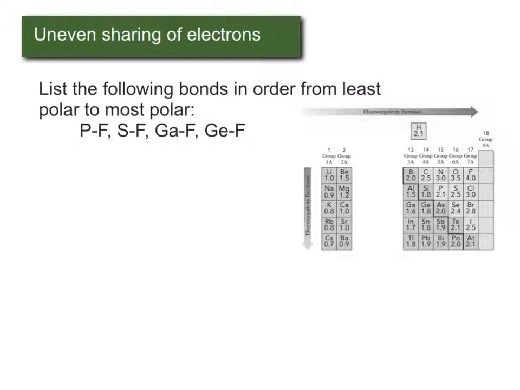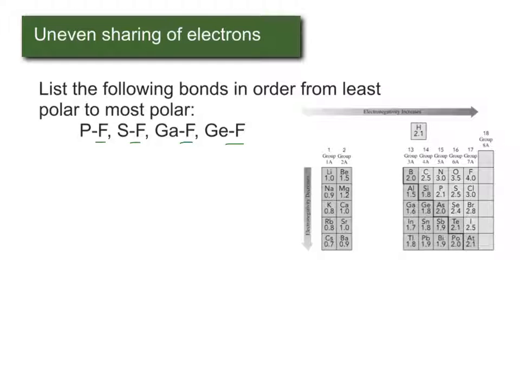Okay, so as an example, this is one of the things you might have to do with this information. List the following bonds in order from least polar to most polar. So the least polar bond is going to be the ones that have the electronegativities that are the most similar, and the most polar bond is going to be the two atoms that have electronegativity differences that are the most different. And you can see for each of these bonds we have a fluorine as one of the elements that we're bonding to. So we have a fluorine here, here, here, and here.